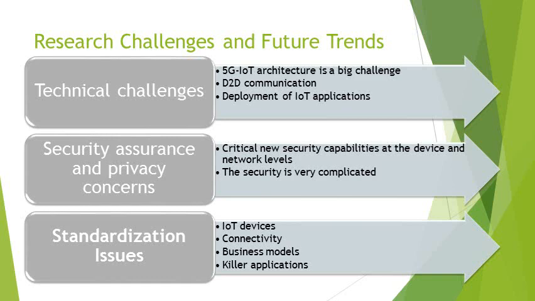We'll just list them briefly. The first one is the Internet of Things devices or the platforms. The second is connectivity, which includes the communication networks and protocols. The third one is the business models. The last one is what they call killer applications, which includes the control function, data collection, and analysis functions.